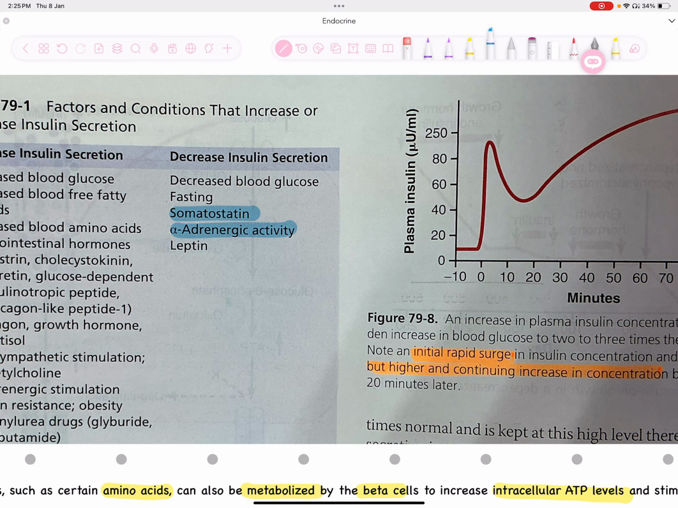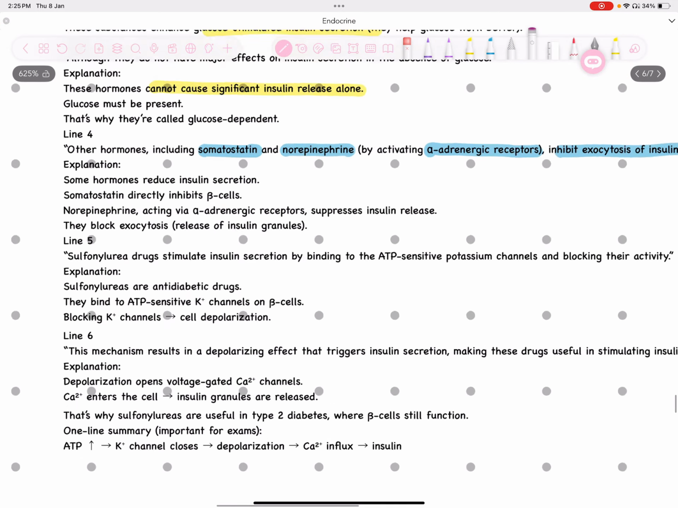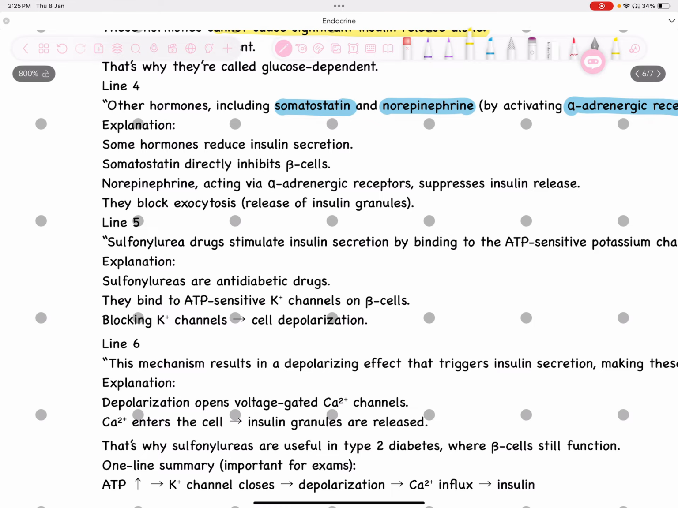Somatostatin and alpha adrenergic activity, which is caused by the norepinephrine. So these are going to inhibit the insulin secretion. That's the reason they are in this domain. And moving forward, the next line says some hormones reduce insulin secretion.